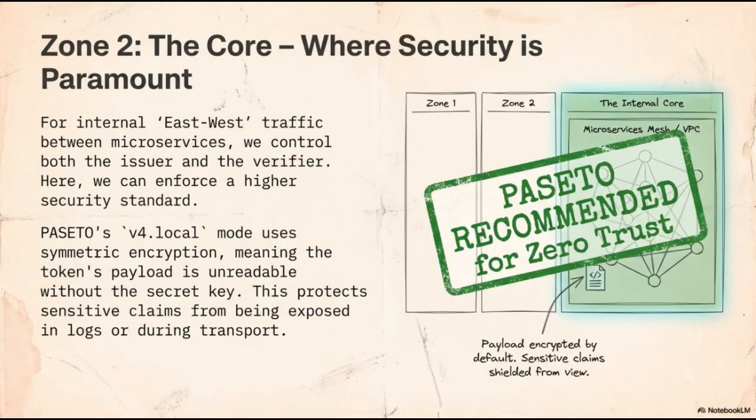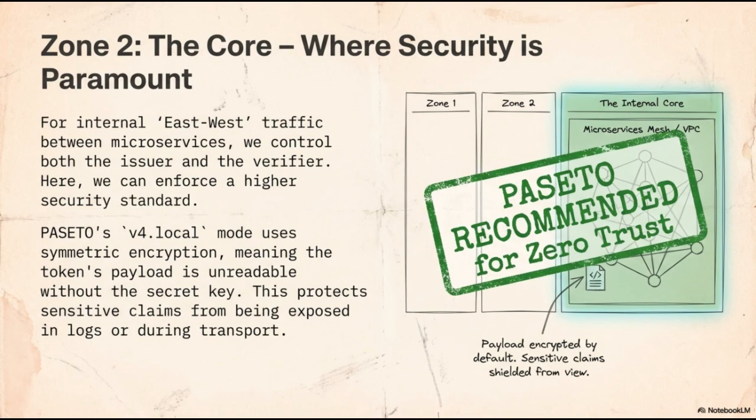Now let's move into Zone 2, the core. This is the area where security is absolutely paramount. In this zone, we are focused on internal east-west traffic, the communication happening between our microservices. Because these interactions occur entirely within our own infrastructure, we control both the issuer and the verifier. This gives us the opportunity to enforce a much higher security standard than we might at the network perimeter.